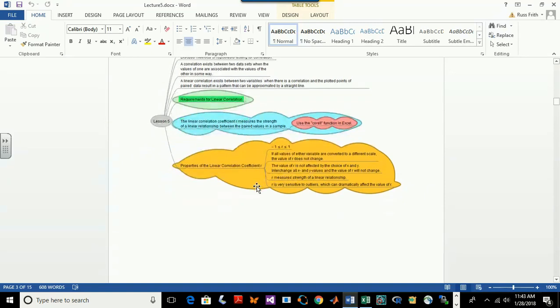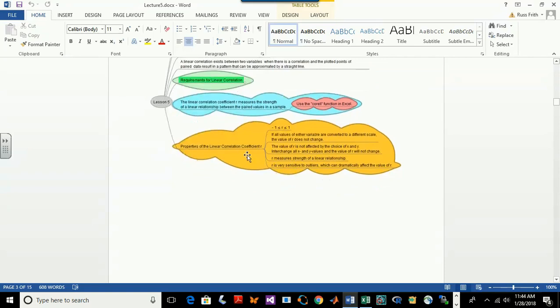So it's insensitive to dimension change, or that is, unit changes. The value of R is not affected by the choice of X and Y. So we can interchange the X and Y values and still get the same correlation coefficient. I'll show you that in Excel momentarily.